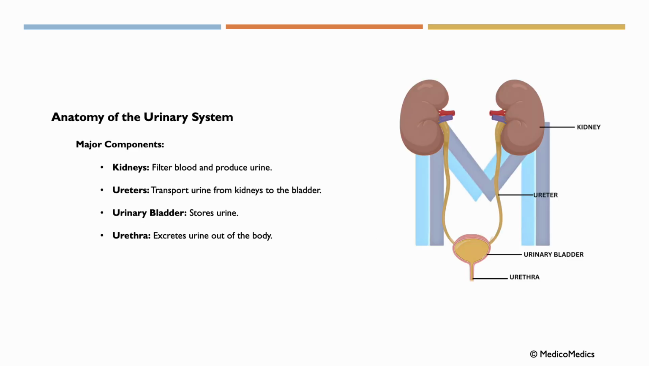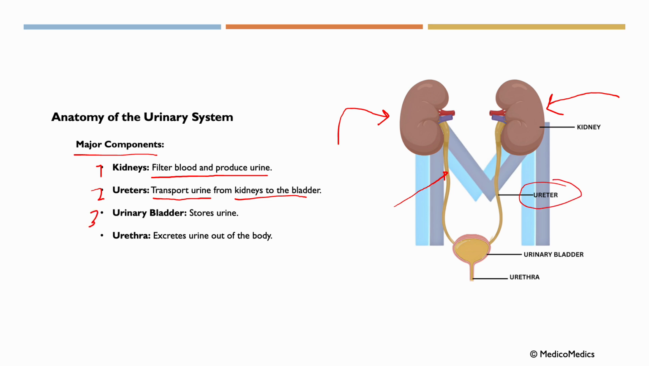So let's begin with a brief overview of the anatomy of the urinary system. The major components here are, number one, the kidneys. These filter blood and produce urine. So we have two of those. Then we have the ureters. These transport urine from the kidneys to the bladder. So these are the ureters.